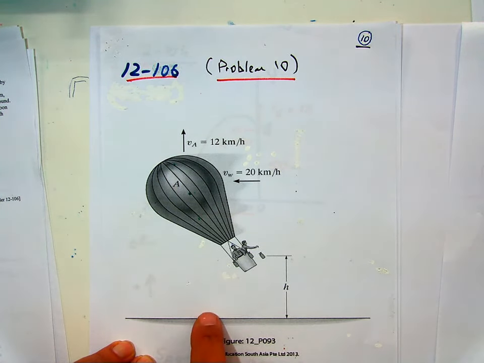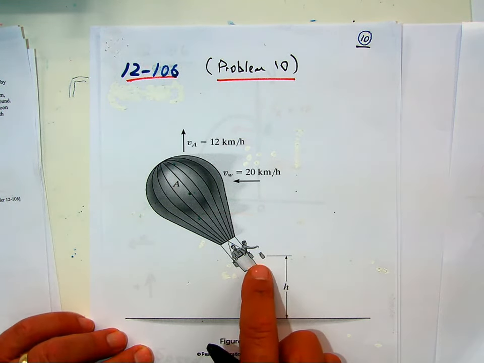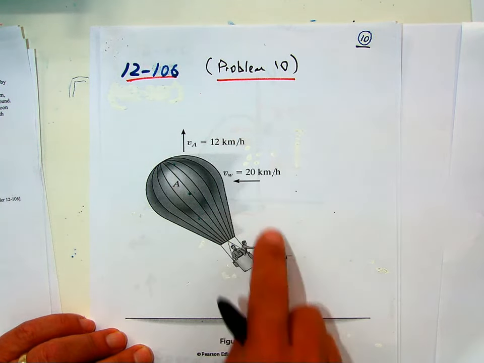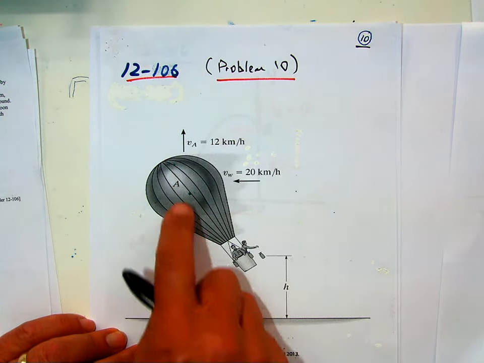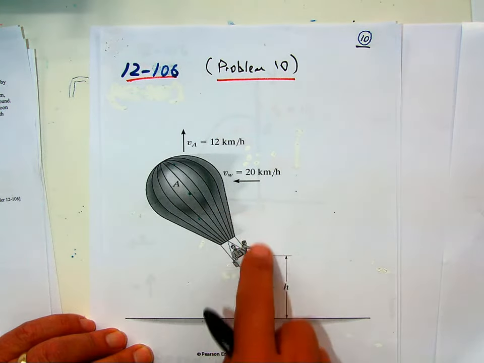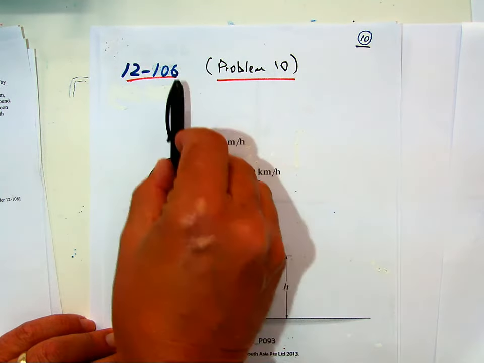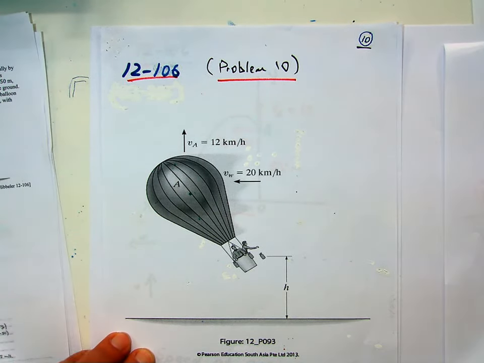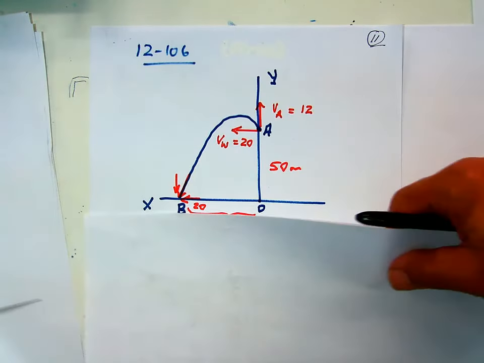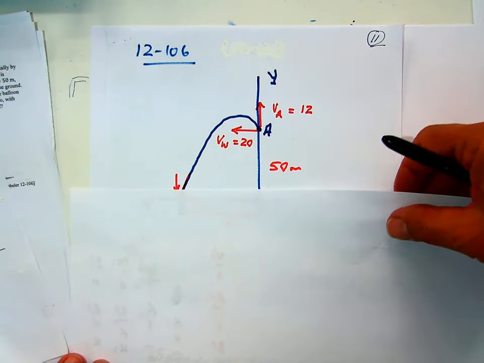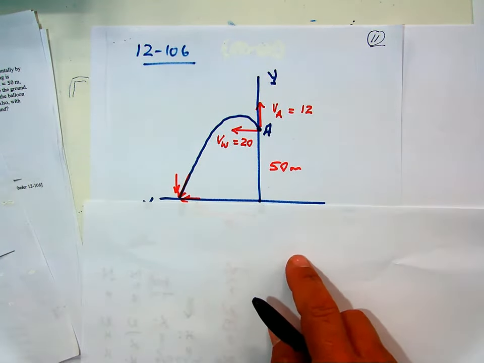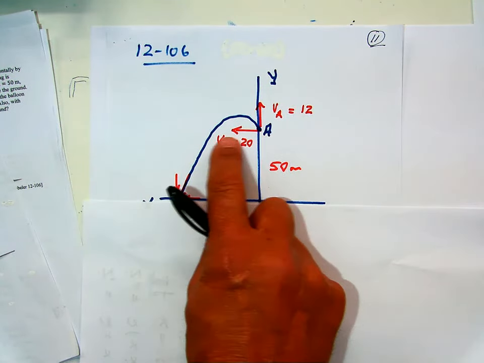Now, something starts over here, and then it's going to fall to the ground. How does my drawing look in this case? First of all, this bag starts with a velocity of 20 kilometers per hour horizontally and 12 vertically. If you were to make a drawing, it should look like that. It starts over there, 50 meters above the ground, with that initial speed.